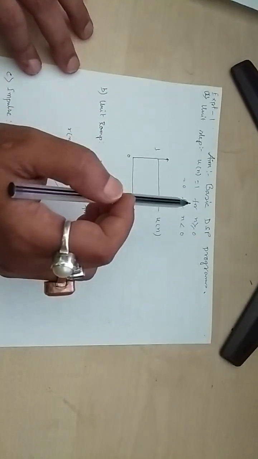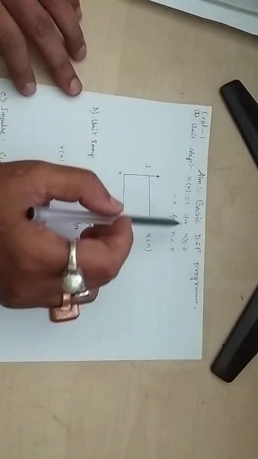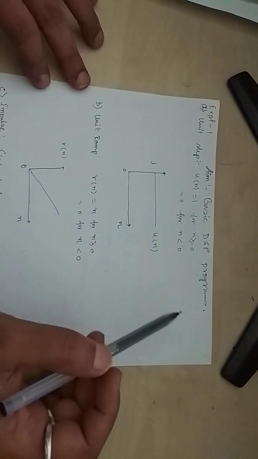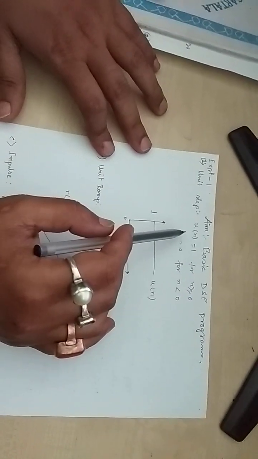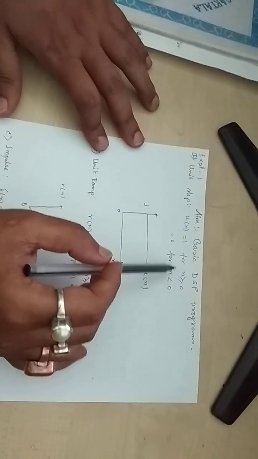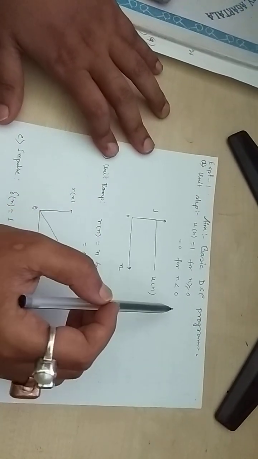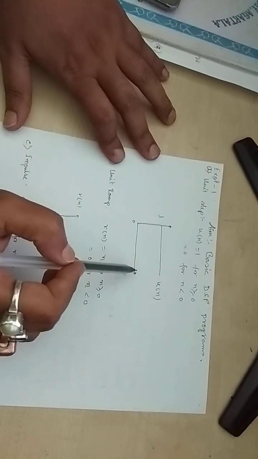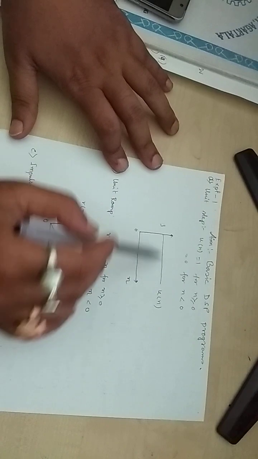This is your first digital signal processing lab experiment, and the aim of this experiment is a basic digital signal processing program. In this experiment, we study different types of signals. First signal is unit step. You know unit step is defined by u of n equal to 1 for n greater than or equal to 0 and 0 for n less than 0, and this is the corresponding diagram for unit step. Here the value of unit step is 1 and the corresponding output is this.